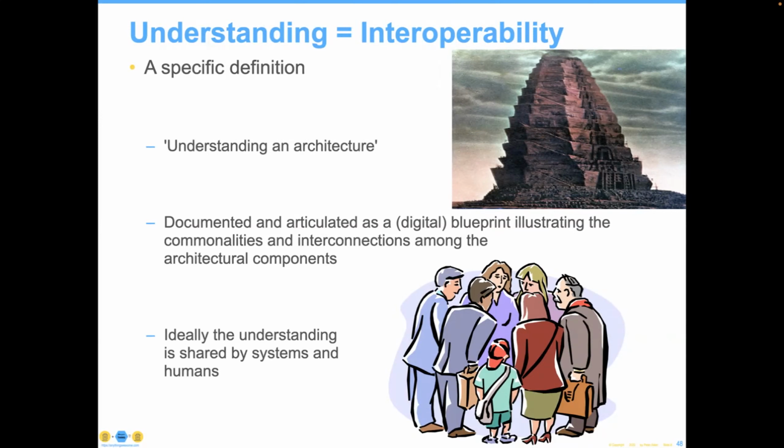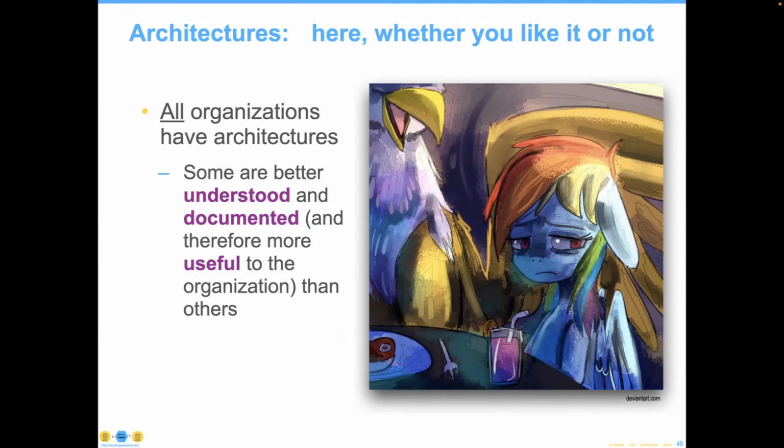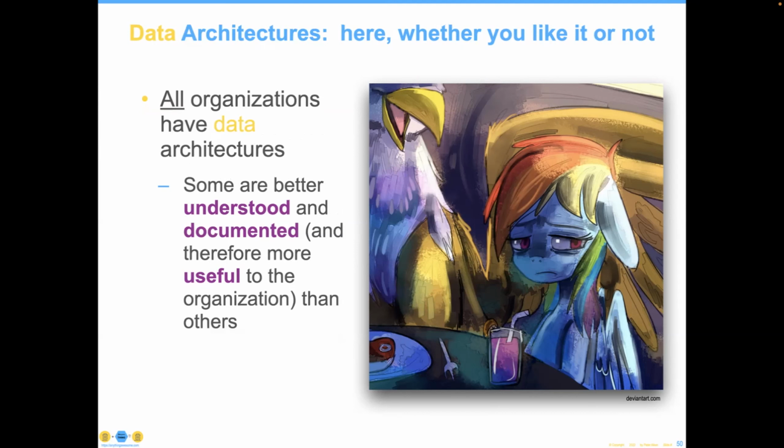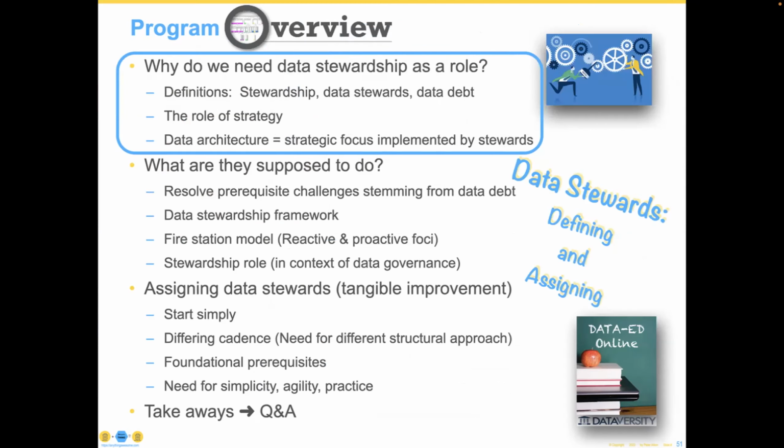It's a very important connection point. All organizations have architectures, and the only question is, if you don't have an idea what your architecture is, it cannot be understood. It cannot be understood if it's not documented well, and it can't be made useful if you haven't done those things. Of course, data architectures are no different. We need to have them all focused in that same area. All right, first section done.